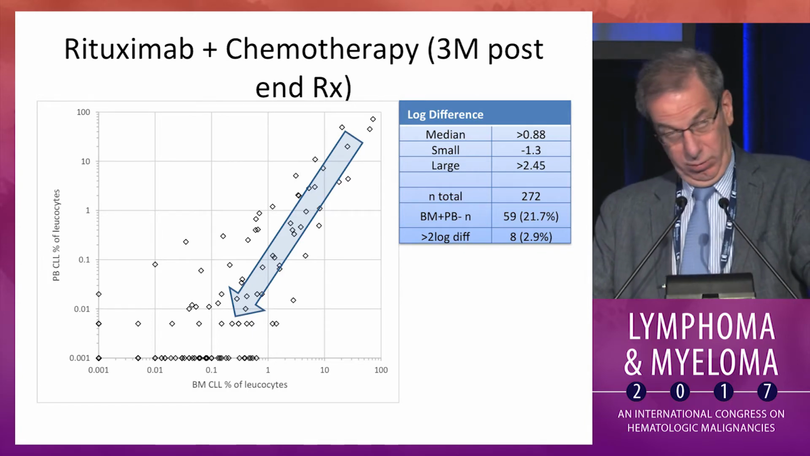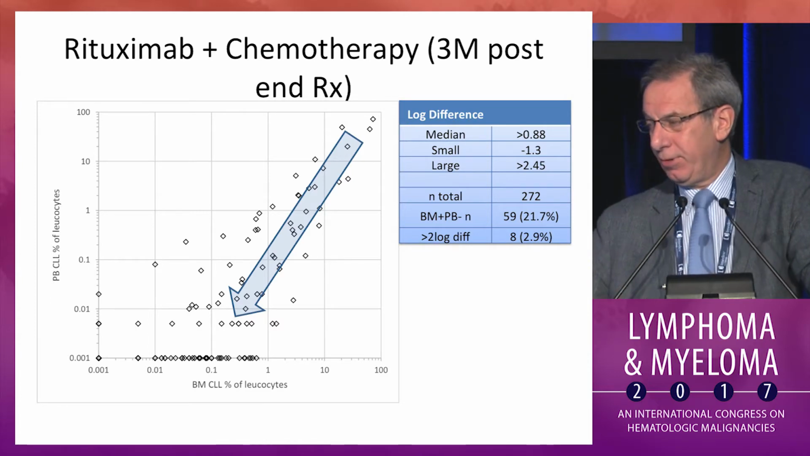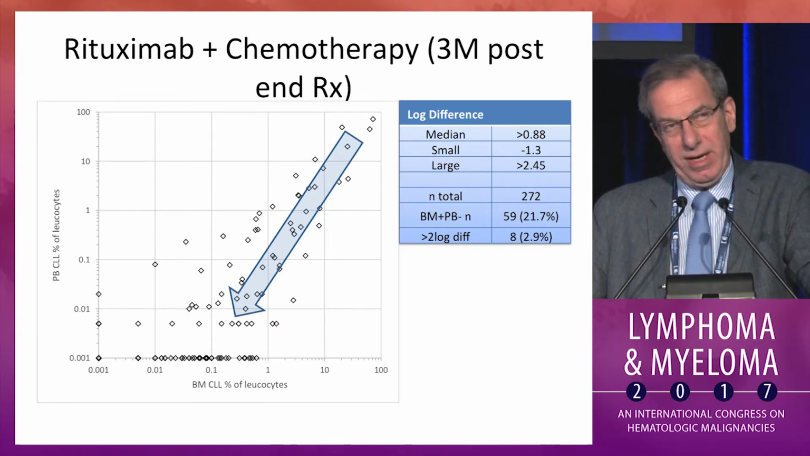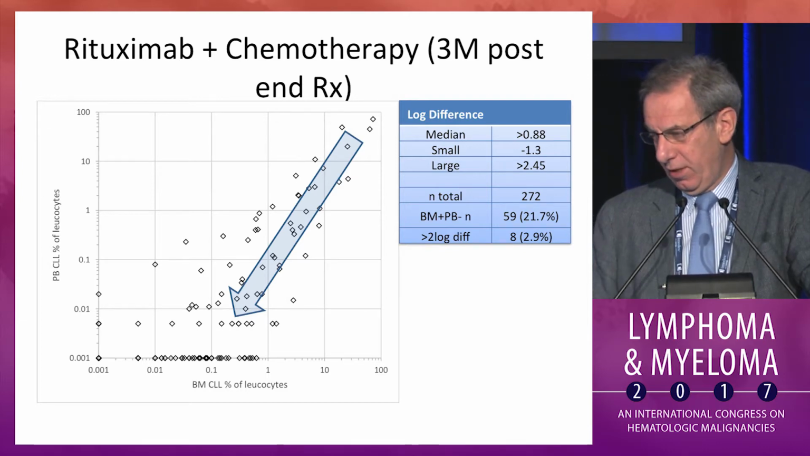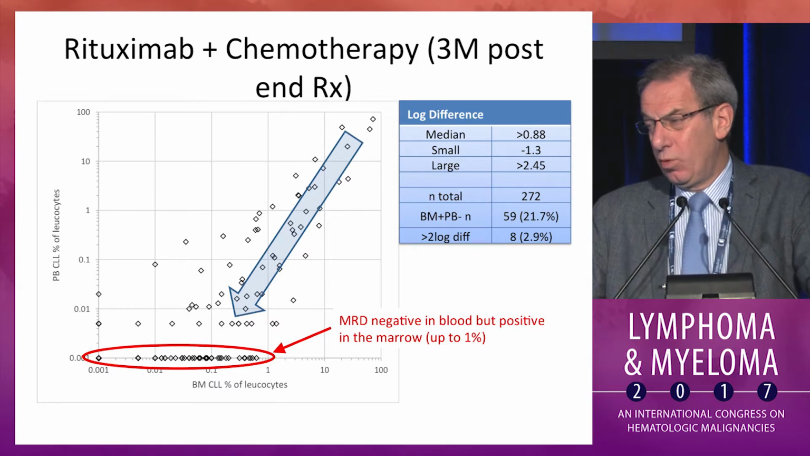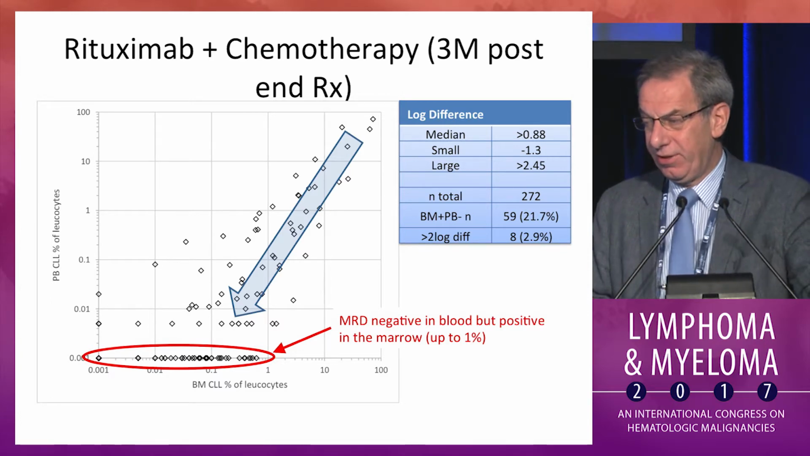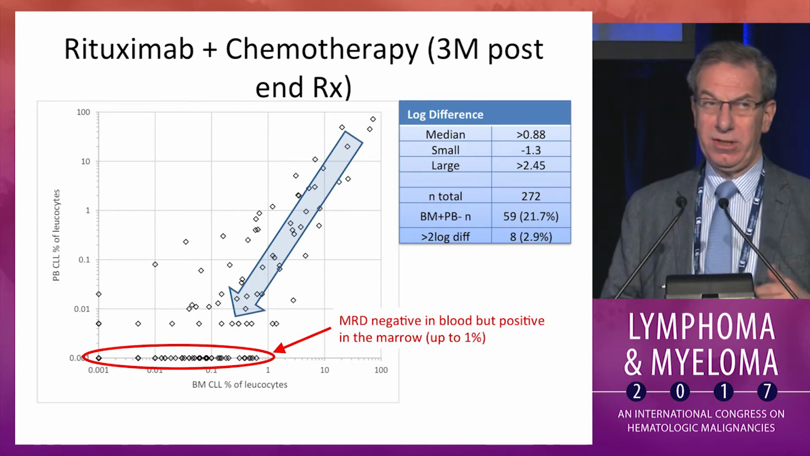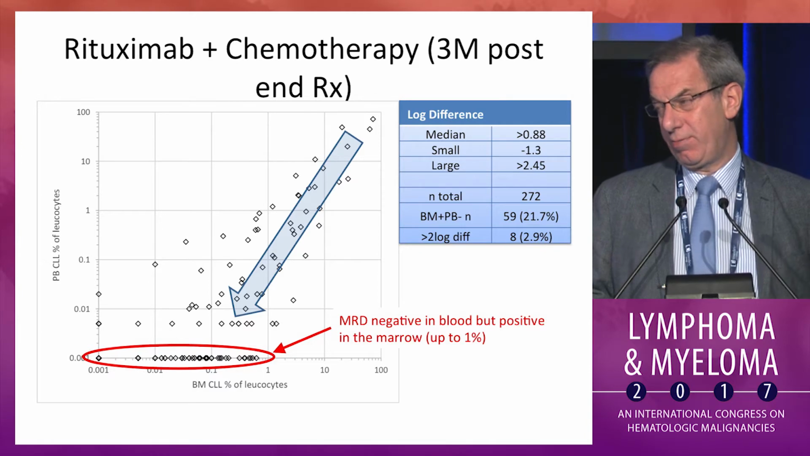So we've looked at a number of different therapies and had paired blood and marrow samples, and you can see this shows rituximab, so mainly FCR-based treatment, and you can see there's a difference in which there's a group of samples which are negative in the blood and positive in the marrow, up to 1%. And so the median difference between blood and marrow is just under 1 log difference. So rituximab clears the blood slightly more effectively than the marrow. So if you're positive in the blood, you will be positive in the marrow, but the converse may not be true.